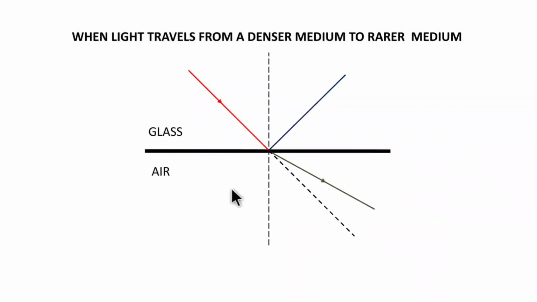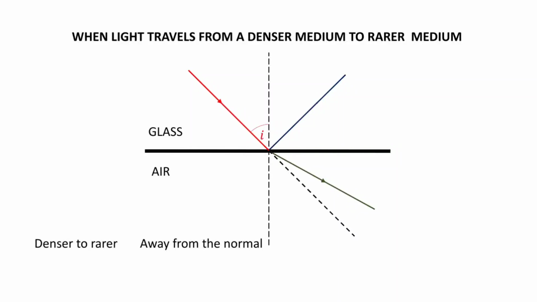So when the light enters from a denser to a rarer medium, the denser medium is glass and the rarer is air, it moves away from the normal. So this is the normal, and it moves away from the normal. So the gap between the normal and the refracted ray is increased. We can remember that from denser to rarer medium, the light always bends away from the normal.